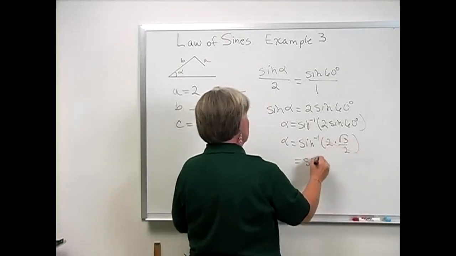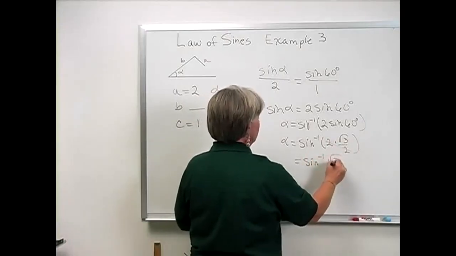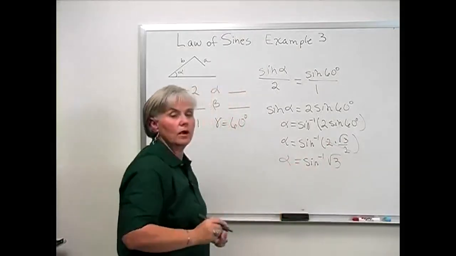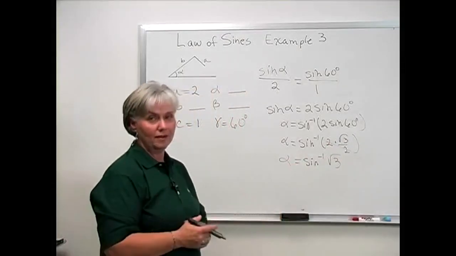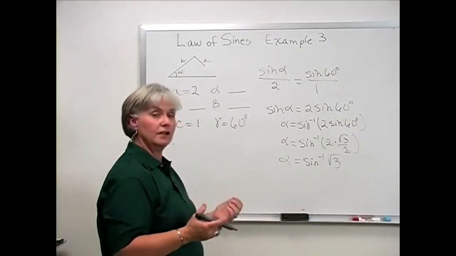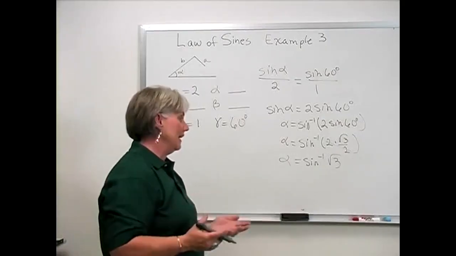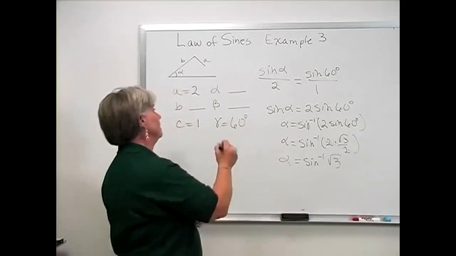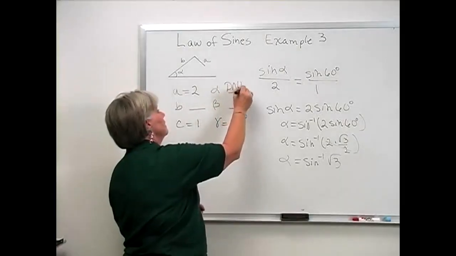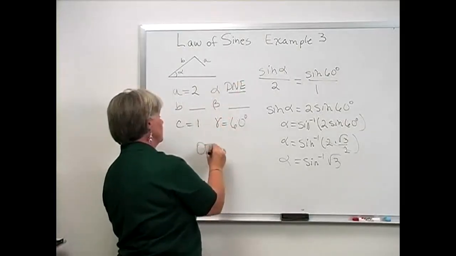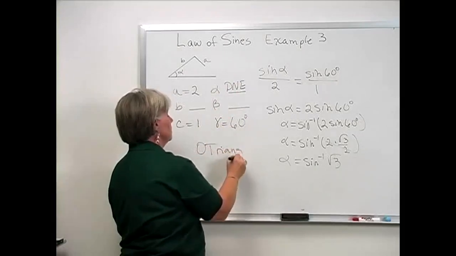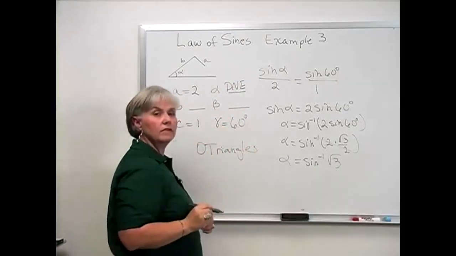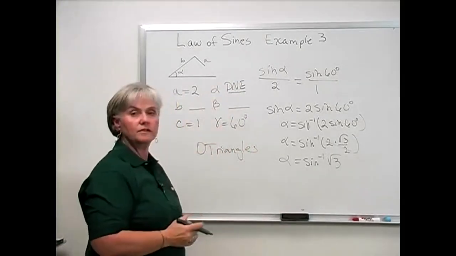So what am I asking here? I'm asking what angle has the sine square root of 3? No angle has sine square root of 3. Remember, sine is always between 1 and negative 1. So this angle does not exist. Does not exist. And so there are 0 triangles given this particular set of measurements.